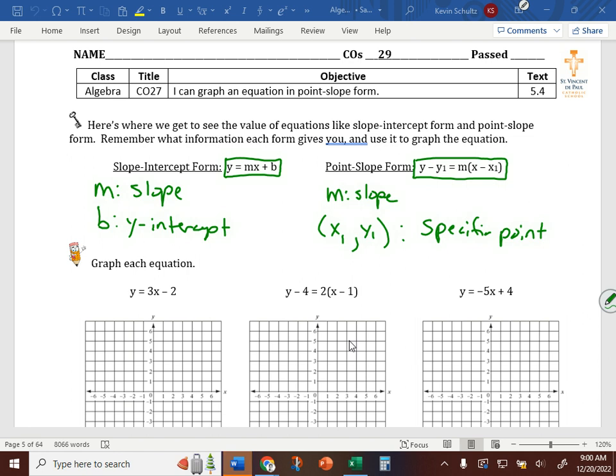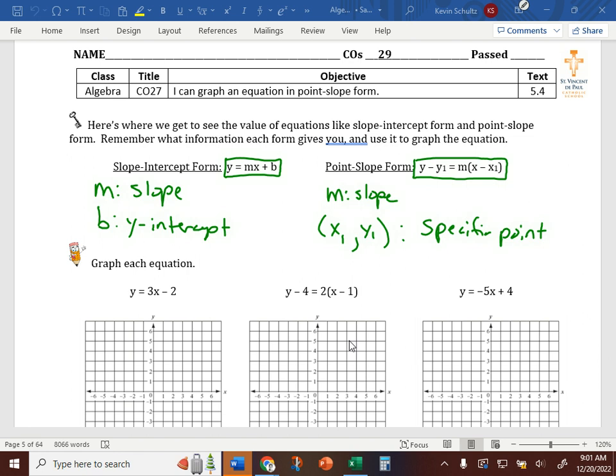Okay? So the value of point-slope form is that when your y-intercept, like we talked about yesterday, is like -0.78, well, you can't really graph -0.78 very accurately, right? So we get a point that we can plot accurately, and then use the slope to get another point and keep things moving along. Okay? Questions on the difference between those two forms?